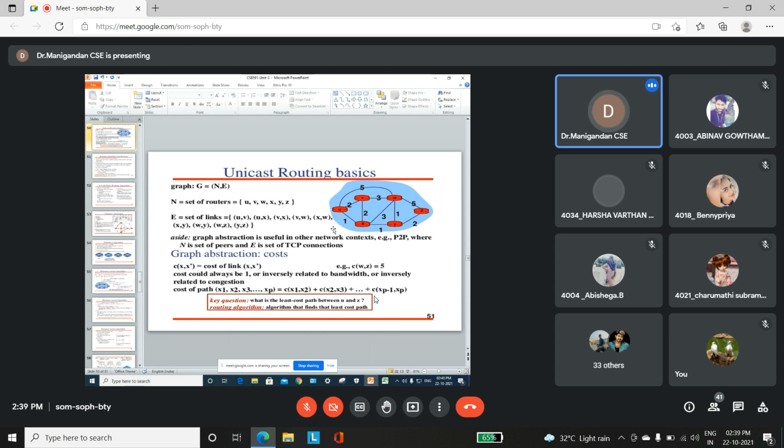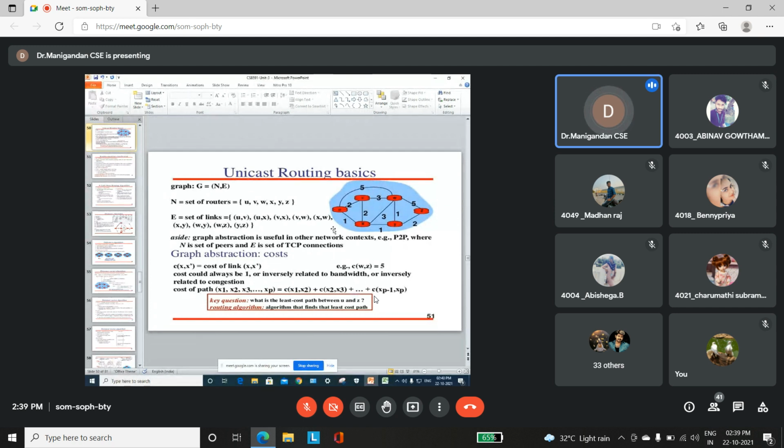The example is given as G equal to (N, E). N is assigned as the set of nodes, which here are u, v, w, x, y, z. E is assigned as the set of edges. By using two nodes, we connect from one node to another node. That is called an edge.